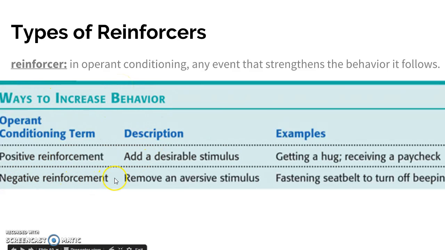Negative reinforcement would be removing an aversive stimulus, like fastening a seatbelt to turn off the beeping. It might be, if you get a 4.0 this semester, we will take your younger sibling out of your room and give you your own room. We'll remove your sibling. Okay, we will remove your curfew. Taking away something bad, okay?